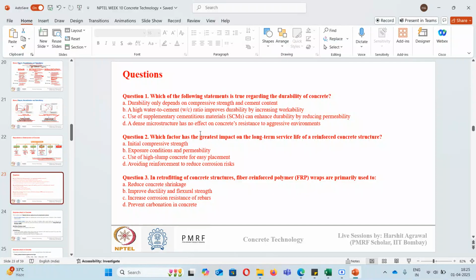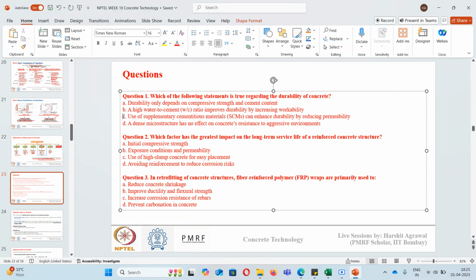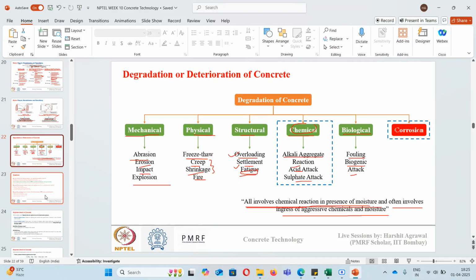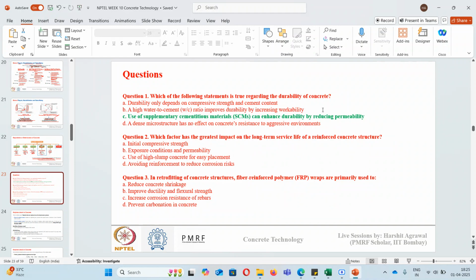Okay, so for the first question, the correct answer will be C. How? SCMs like fly ash, silica fume, and slag reduce the porosity or pore connectivity in concrete. So, if the porosity or pore connectivity of concrete reduces, what will happen? All these aggressive ions, which are responsible for chemical attack and corrosion, won't be able to go deep inside or move through the concrete. And in this way, it will improve the resistance of my concrete against durability-affecting processes.